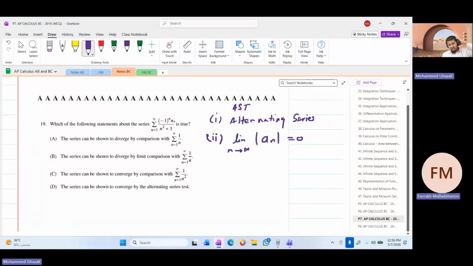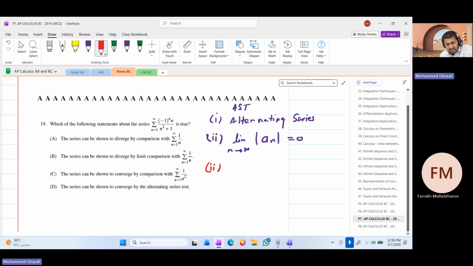The negative will become positive because of the absolute value, so it will become like this. So this is 0. Or you can even use L'Hopital's rule. You differentiate the top, differentiate the bottom, and then the next step will give you 0. You're going to get 1 over 2n, and eventually that will become 0.